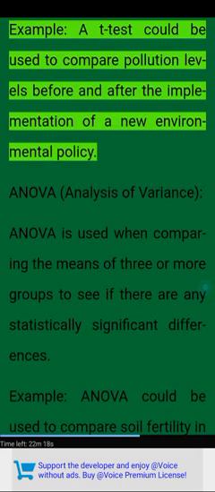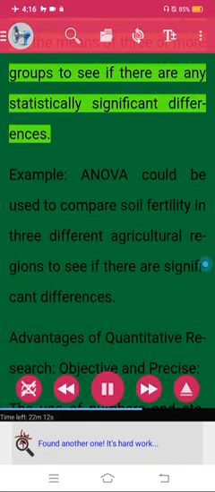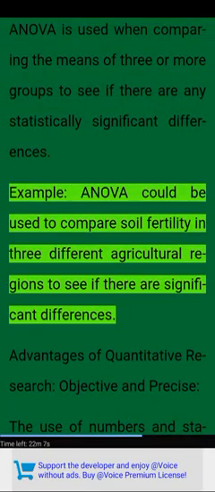Example, a t-test could be used to compare pollution levels before and after the implementation of a new environmental policy. ANOVA, analysis of variance. ANOVA is used when comparing the means of three or more groups to see if there are any statistically significant differences. Example, ANOVA could be used to compare soil fertility in three different agricultural regions to see if there are significant differences.